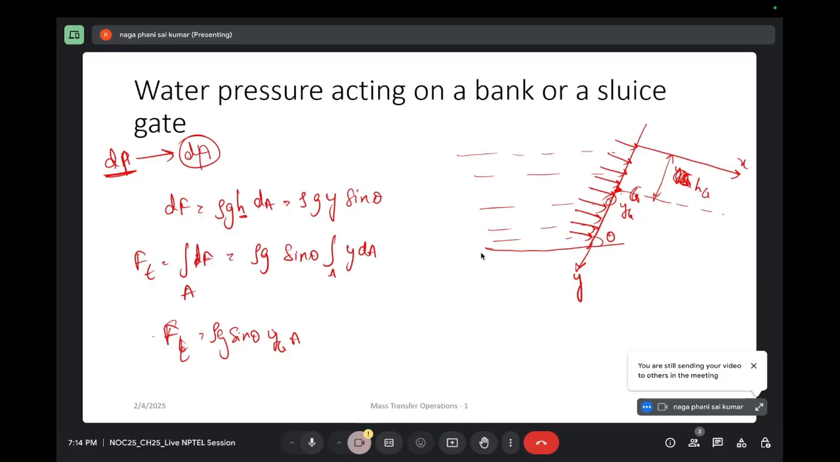Okay, so force Ft will be equal to rho g into sine theta into yg into total area, that is A, and this can also be written as rho g into hg into A. Okay, so this is how you will be able to calculate the total pressure acting on a bank of a dam.